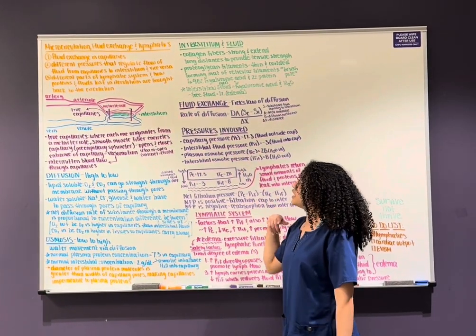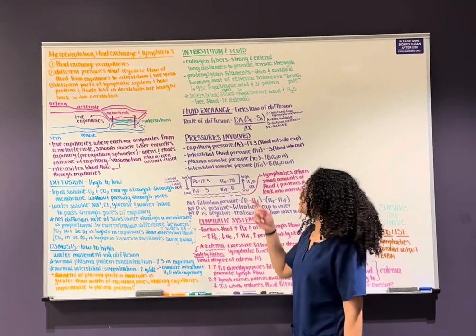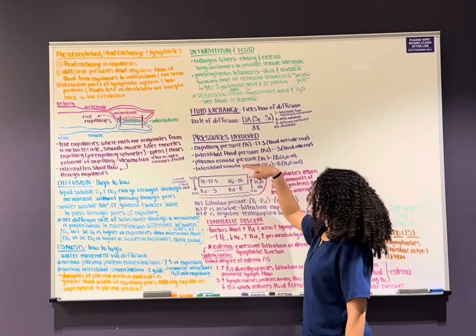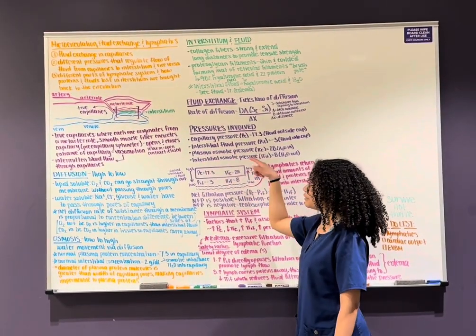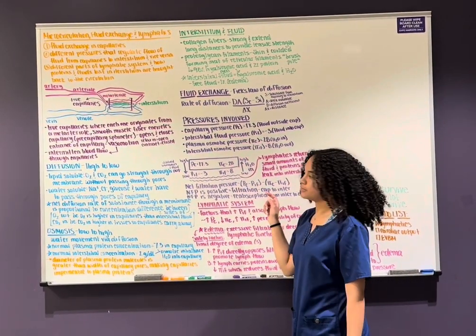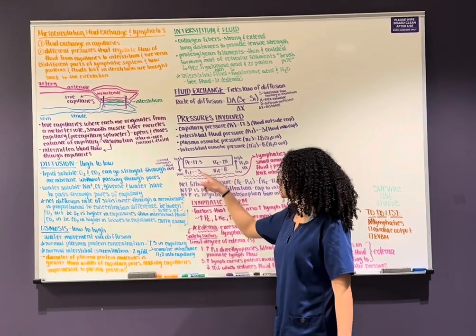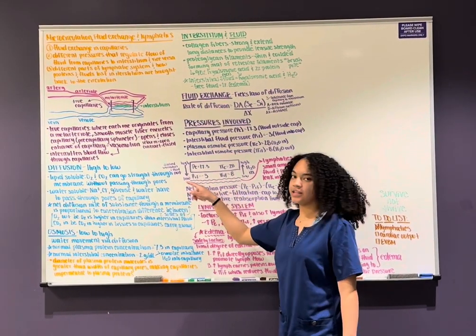Then we also need to understand some pressures that are involved in this. We're going to have this capillary pressure, the interstitial fluid pressure, and then we're also going to have this plasma osmotic pressure and the interstitial osmotic pressure. So basically, this is a capillary, this is my makeshift interstitial fluid, and then this is our lymphatic system.